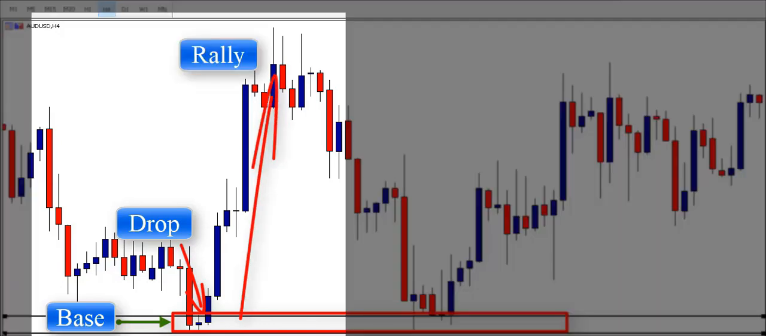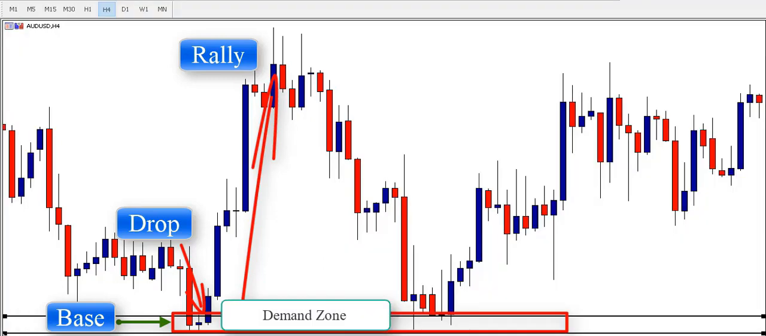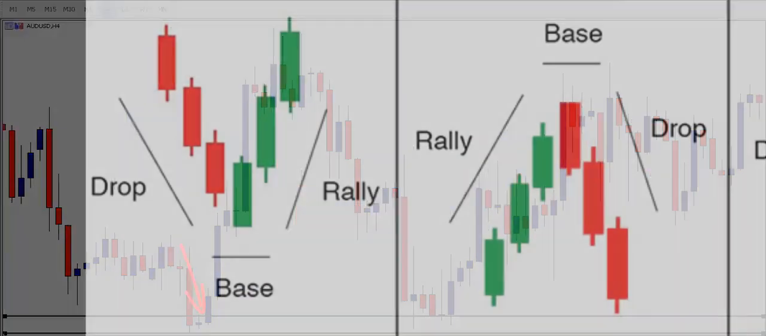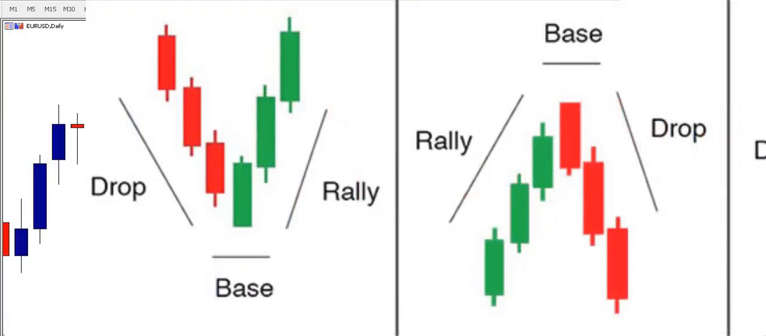As you can see, this is a drop, base, and a rally. Look at this move. This is a very strong move that indicates that a bank or a financial institution placed an order here. So when the market approaches this demand zone, we will see another strong move up. And as you can see, that's what happened. When prices reached the demand zone, the market moved up strongly.